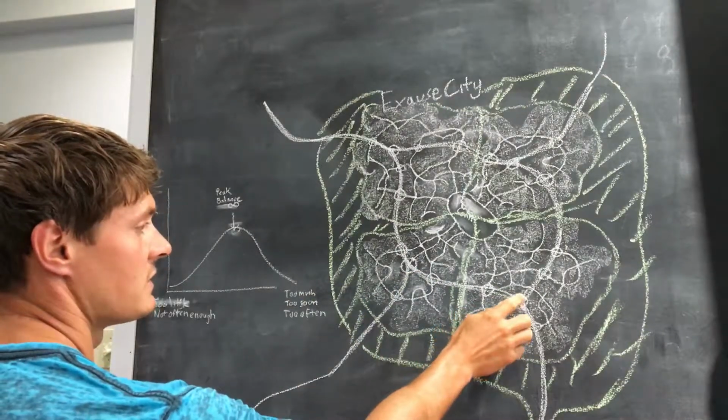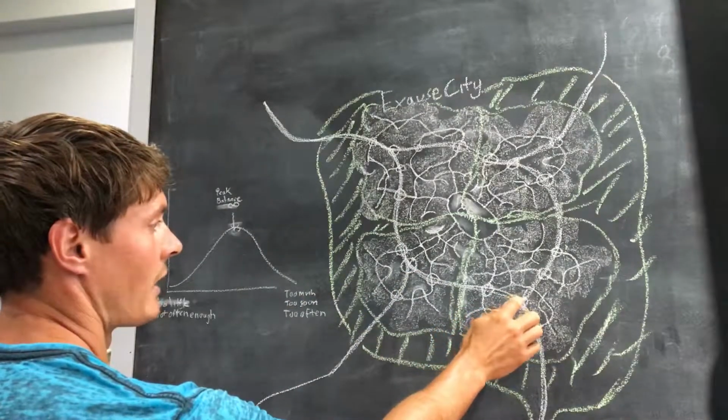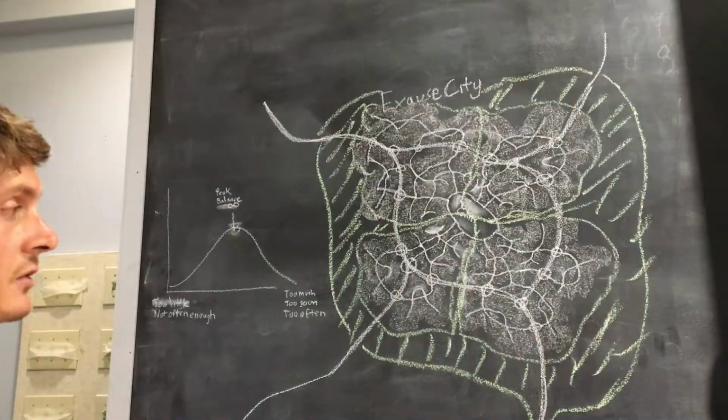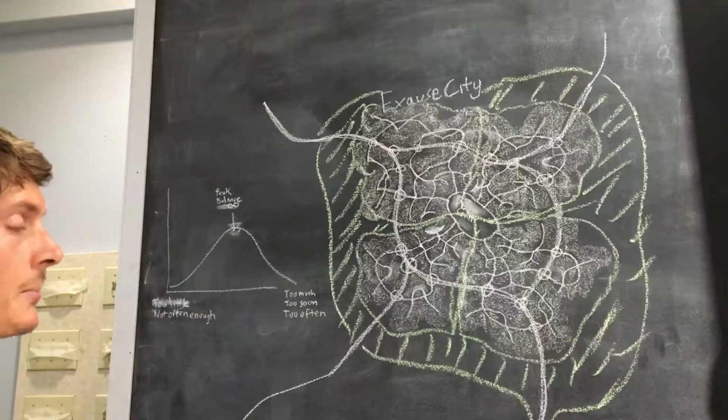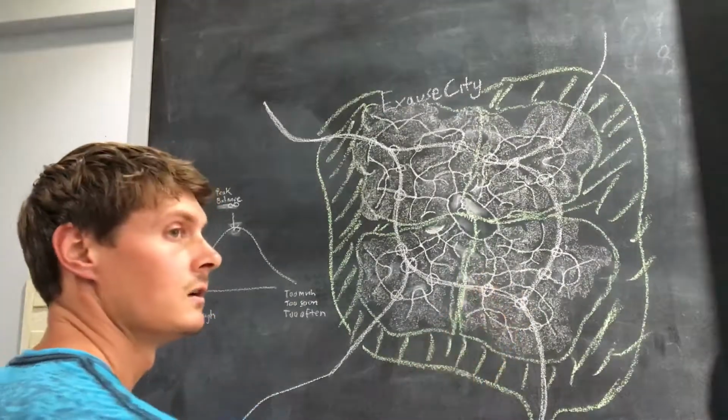One of the biggest things is the roundabouts. Notice the use of roundabouts. On any major intersection, there's going to be a roundabout, and there are no stop signs or no stop lights. It's a roundabout.